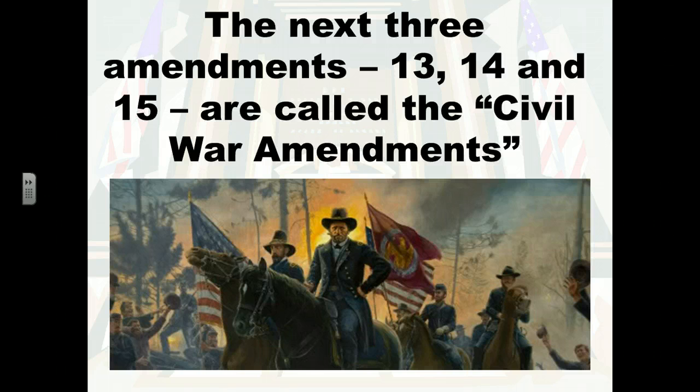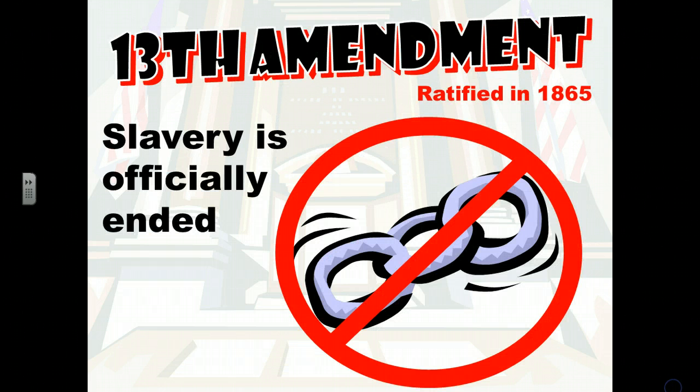And if you want to bracket these on your note packet, you can keep track of these as the Civil War amendments. All right, so Amendment 13 is ratified in 1865. And basically, the purpose for the 13th Amendment is to officially end slavery.